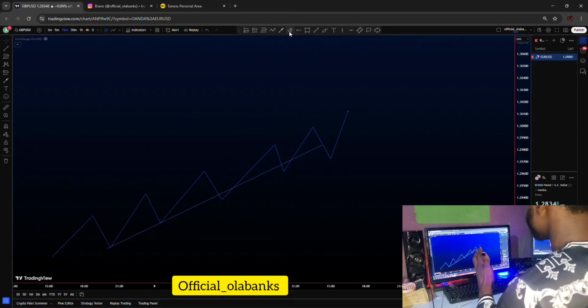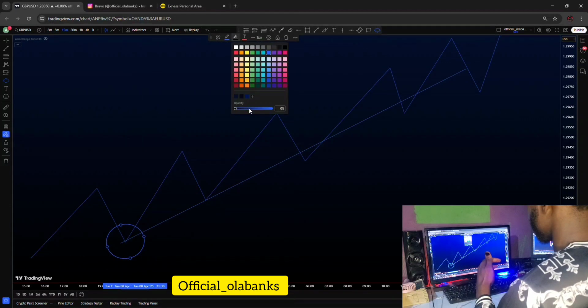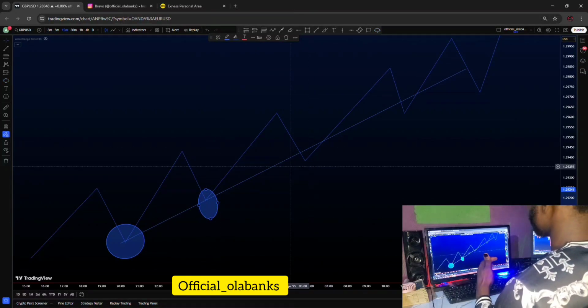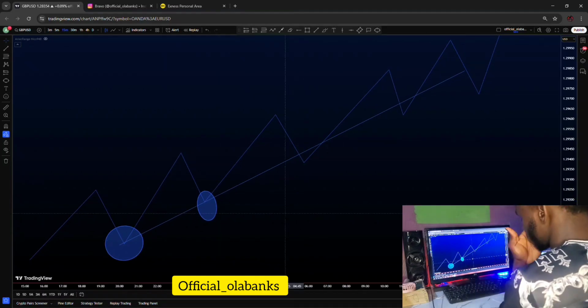So now minimum of 2 touches. This is our first touch here. I'll just make it kind of thick. This is our second touch here, and so I'll just use 2 touches actually. So this is our first touch and this is our second touch here.